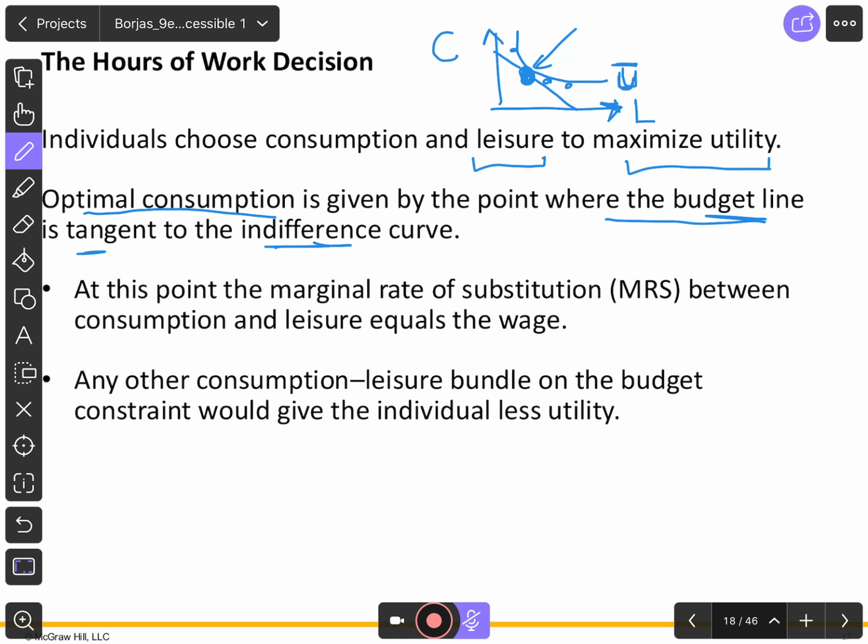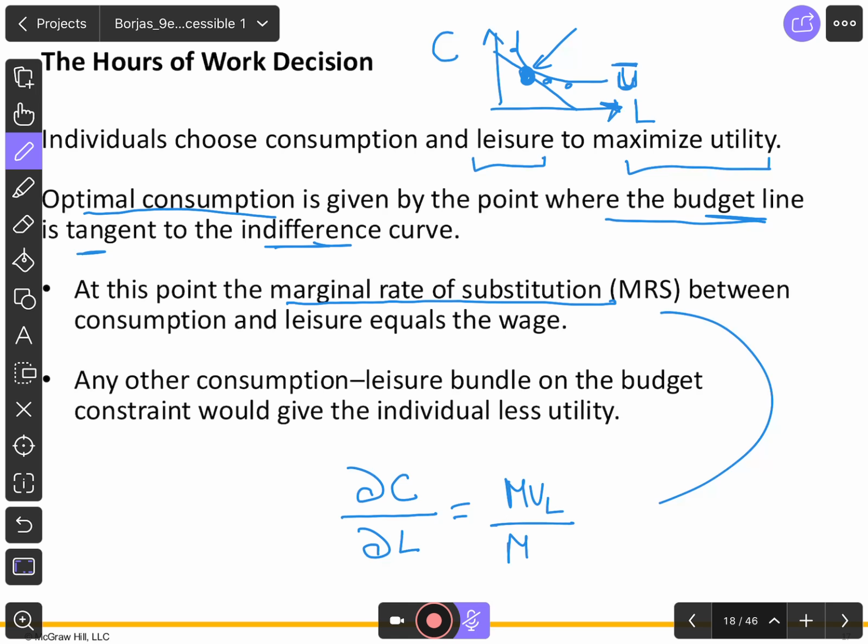So we already mentioned that the slope of the indifference curve is called the marginal rate of substitution, which you can write this way: it's the change in consumption due to the change in leisure time. And it's basically the marginal utility of leisure divided by the marginal utility of consumption, and we know that it's negative, so we have a negative sign.